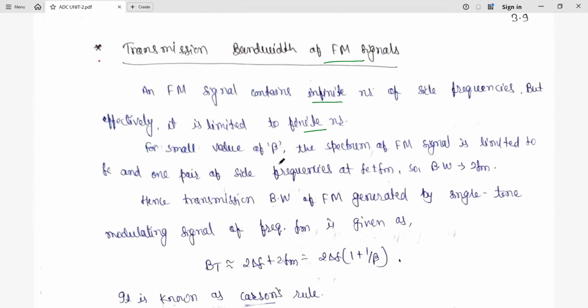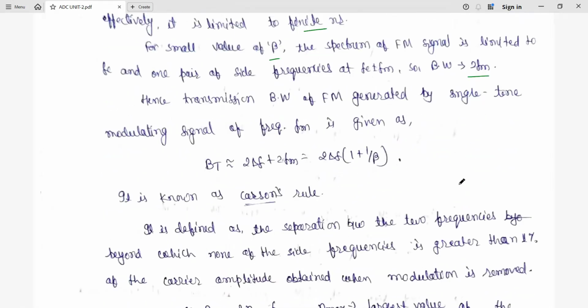For the FM signal, it has an infinite number of side frequencies, but it is limited to finite numbers, depending upon the different values of beta. Here the bandwidth is going to become equal to 2 fm, where fm is the message signal frequency. So one is the bandwidth, 2 into fm. Another is the transmission bandwidth, the range of the signal in which it is being transmitted.